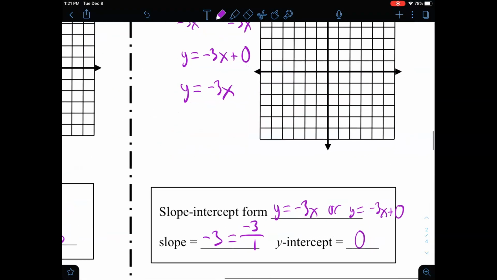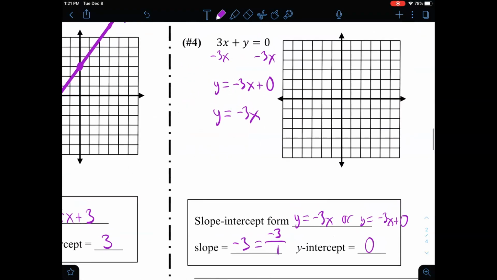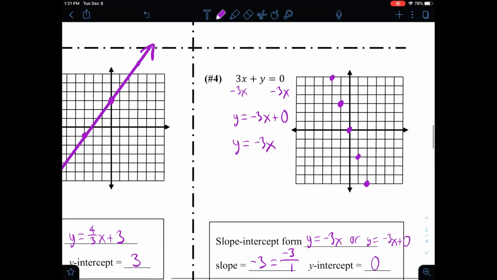All right. So where do we start? It's a y-intercept of 0. Where do we start for that one? Well, we're going to start at the origin. We're going to put a point right here in the middle at the origin. Our slope is negative 3, so we're going to go down 3, right 1. Down 3, right 1. We can also go the exact opposite direction and go up 3, left 1. Up 3, left 1.